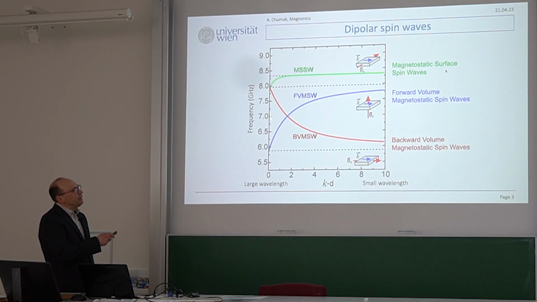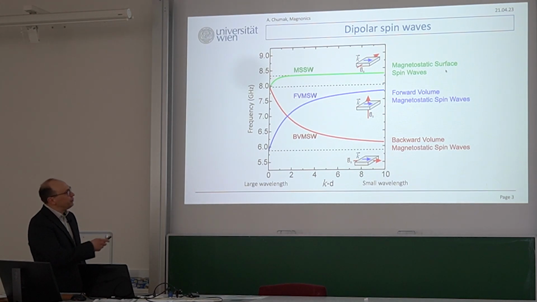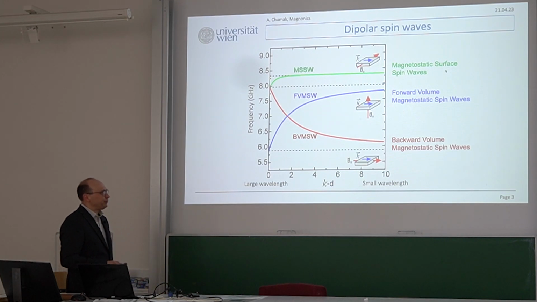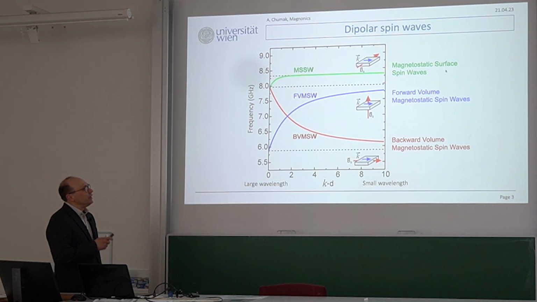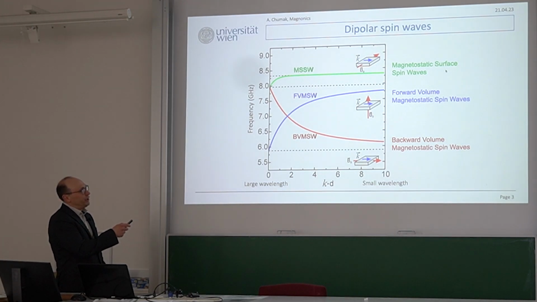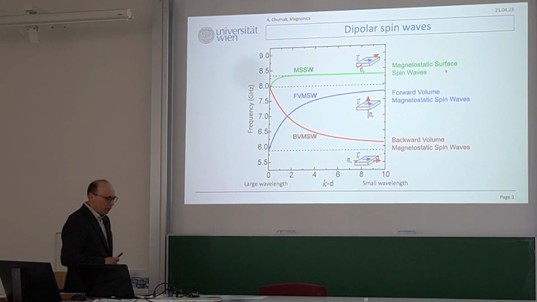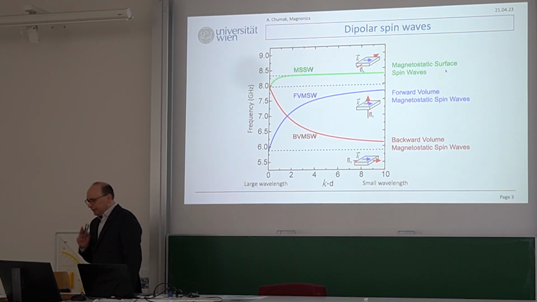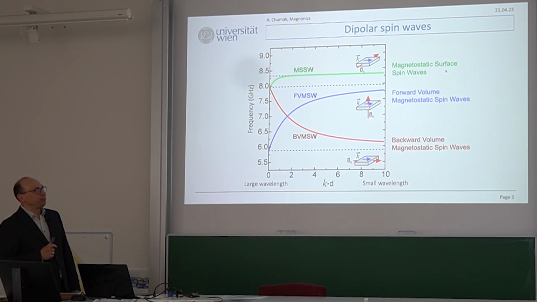So you have seen these three pictures, the three dispersion curves for backward volume, forward volume, and magnetostatic surface spin wave in the intro lecture. And in all these cases, we completely ignored exchange interaction. That was just dipolar spin wave, so-called, or the proper name is magnetostatic spin wave. And this is a topic of our next lecture.